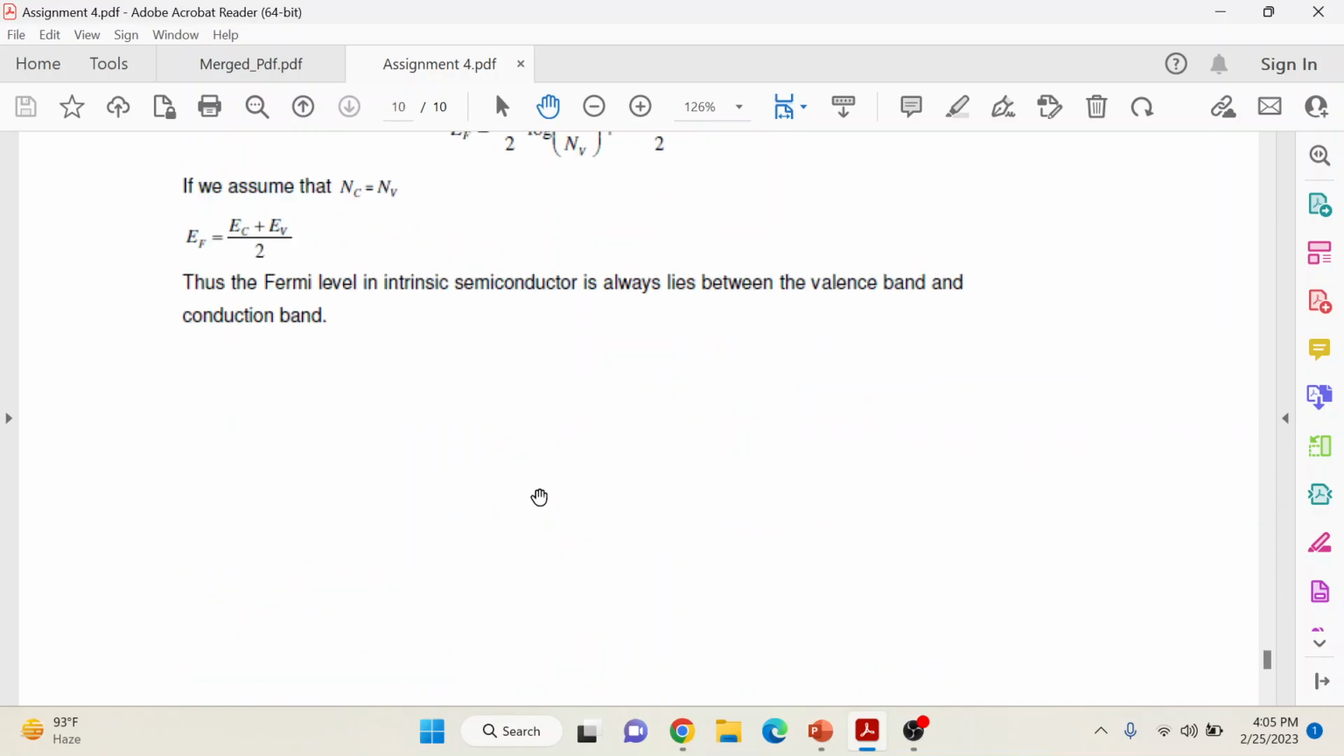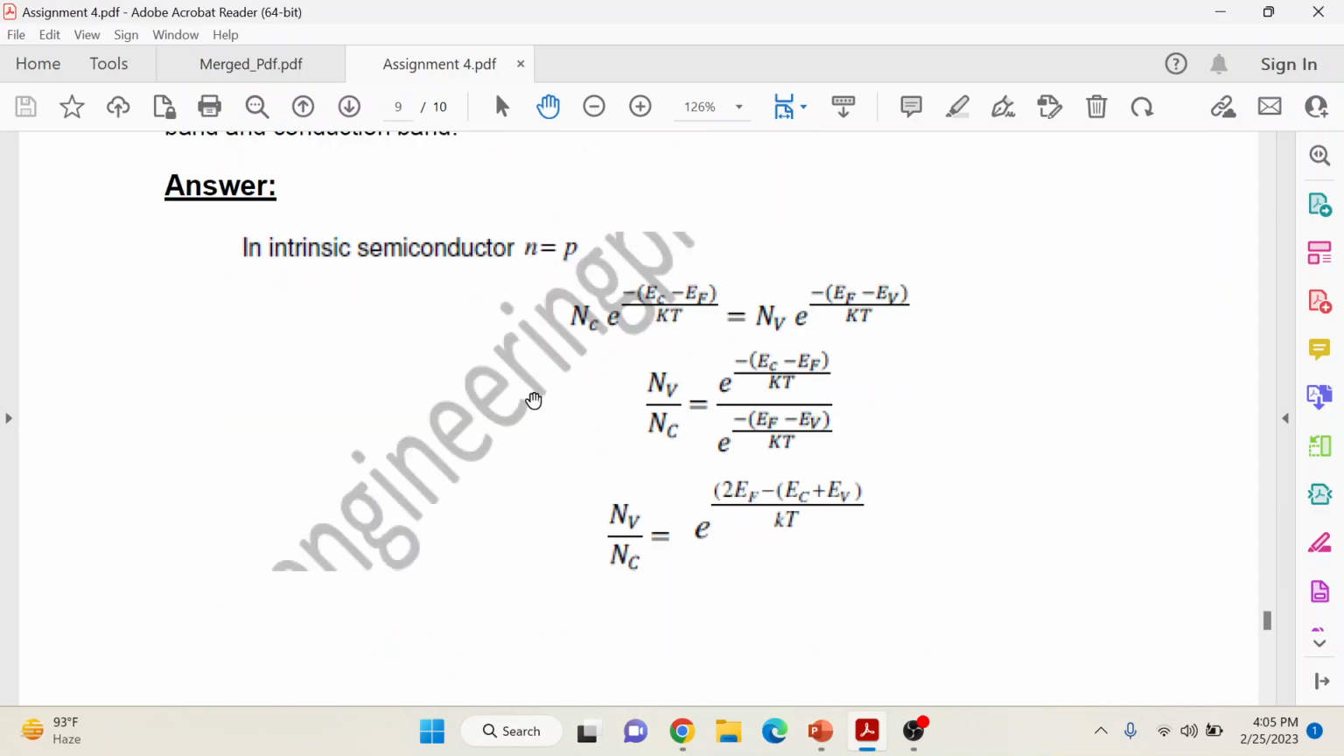So mathematically, I wanted to show you that for the intrinsic semiconductor both concentrations are the same. That means n equal to p, right, Mele? That means Nc e raised to the power minus (Ec minus Ef) over kT equals Nv. If we move it here, that means Nv by Nc equals this. From there we get the equation Nv over Nc equals e raised to (2Ef minus Ec plus Ev) over kT, where Ec and Ev are the conduction band and valence band energies, and Ef is the Fermi level, and k is the Boltzmann constant, T is the temperature.